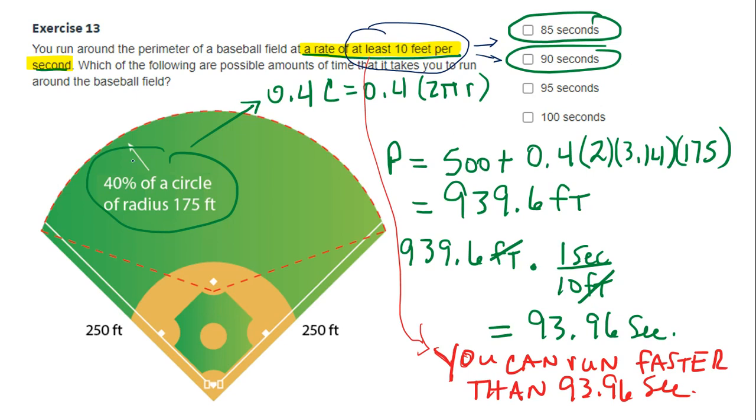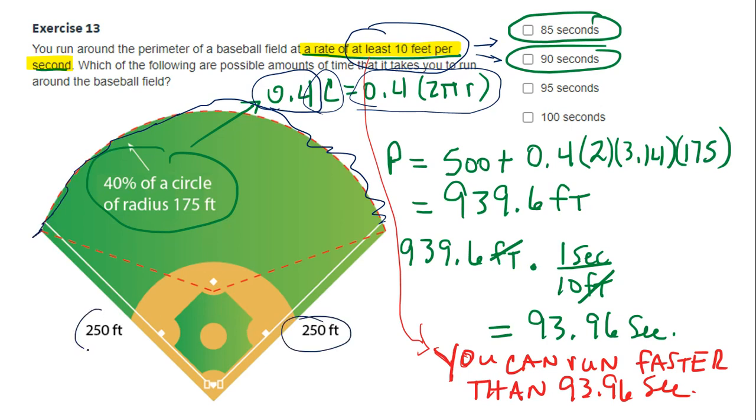All right. I know 40% of a circle of a radius of 175 feet means I need to find 0.4, which is 40% of the circumference. So I'm going to use this formula to help me figure out what's this distance around the 40%. The rest of it, I already know. 250 plus 250, so I get 500. I plug my numbers in, and this is how many feet I run.